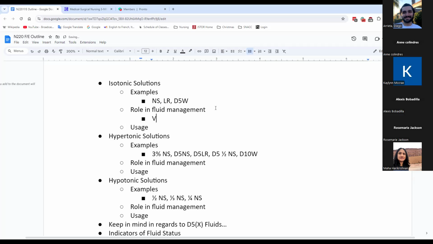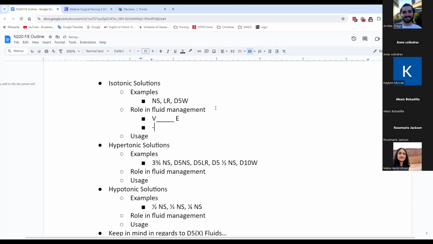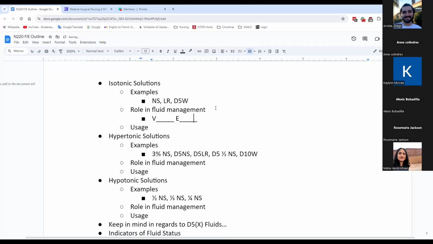Starts with a V, and then the second word is an E. Oh, I was like, what? Okay, I got you. I get what you're saying. Catch your drift. What's your bar? Ooh, it's one of these. Yeah, that one. The volume expander.